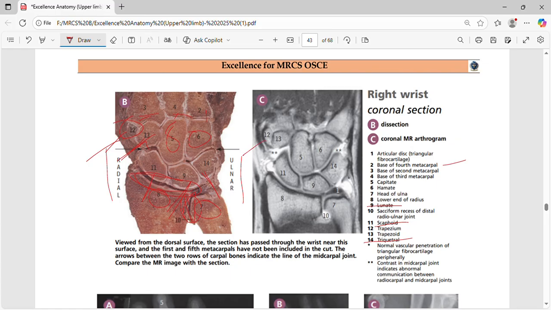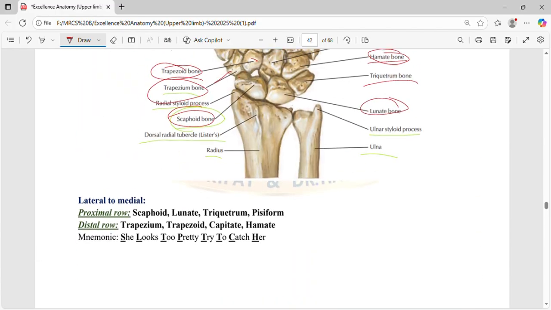This is also important. 12 is trapezium, trapezoid, capitate, and hamate. Then we have the scaphoid, lunate, and the triquetral, and the pisiform is not in the view. These are the contrast accumulation in the metacarpal joints, and 7 is the ulnar head, and here we have the distal radioulnar joint cavity and contrast accumulation, and so is the radial head. So this is all about the wrist joints and their x-rays.